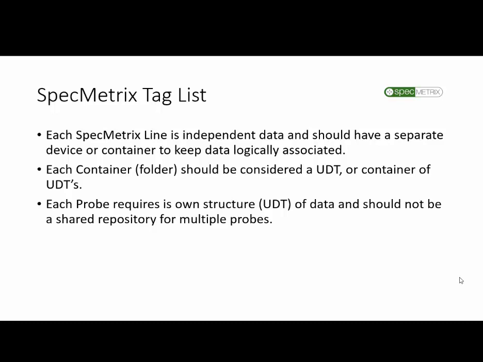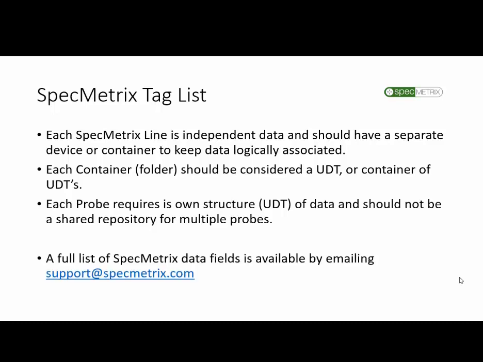So you should not share probe data type amongst multiple probes, even if you do have some switching mechanisms where you're utilizing maybe a single physical probe for multiple spectrometers. Technically you really should create a separate line and a complete set of UDTs so that you can know that the data belongs to that field or not. And if you need a full list of the SpecMetrix data fields, you can always request what the current list is by emailing support@specmetrix.com, and we can get that list to you.